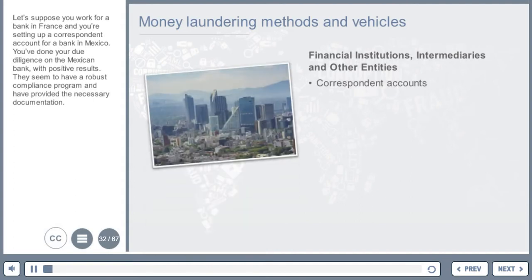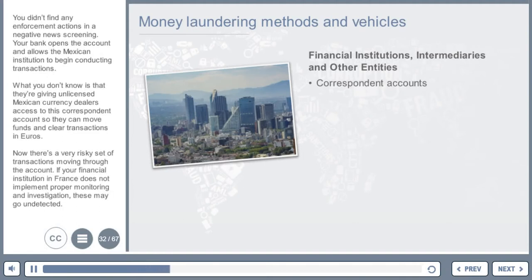Let's suppose you work for a bank in France, and you're setting up a correspondent account for a bank in Mexico. You've done your due diligence on the Mexican bank with positive results. They seem to have a robust compliance program and have provided the necessary documentation. You didn't find any enforcement actions in a negative news screening. Your bank opens the account and allows the Mexican institution to begin conducting transactions.